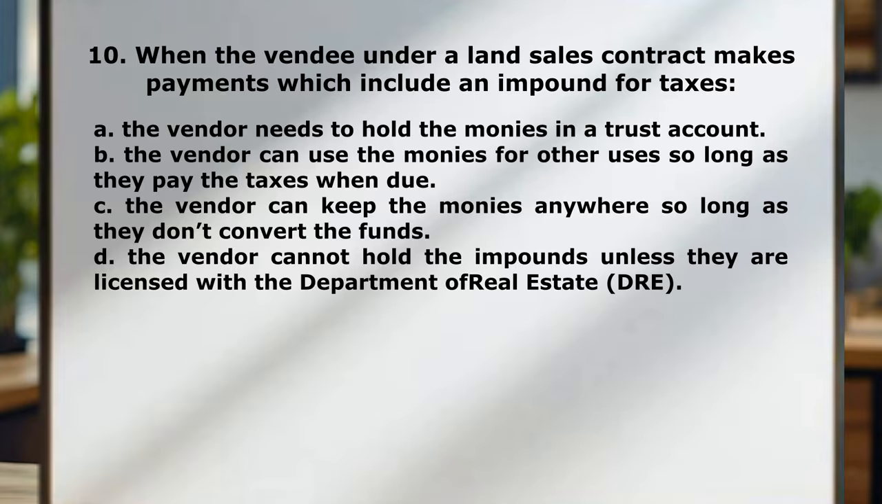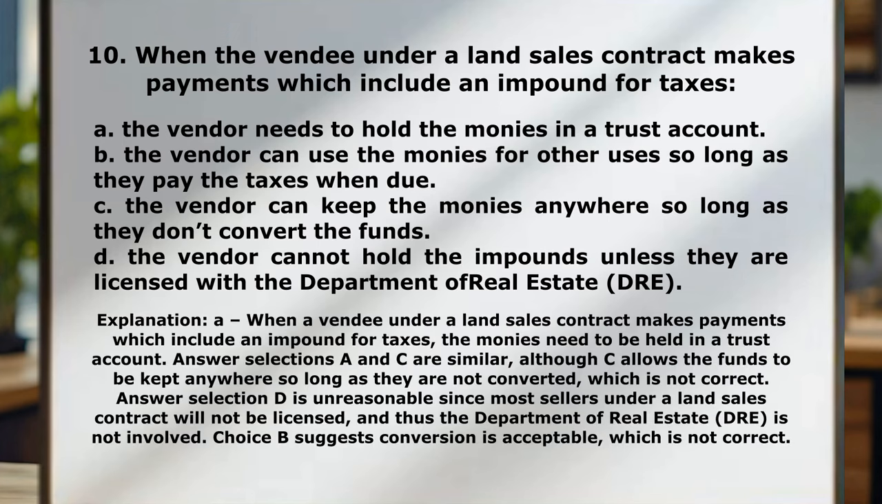So what are impound for taxes exactly? That means it is a separate account to pay for property taxes. So when a vendee under a land sales contract makes payments, which include an impound for taxes, those monies need to be held in a trust account. Answer C, the vendor can keep the monies anywhere so long as they don't convert the funds, seems pretty reasonable, but the reality is the answer is A, they must be held in a trust account.